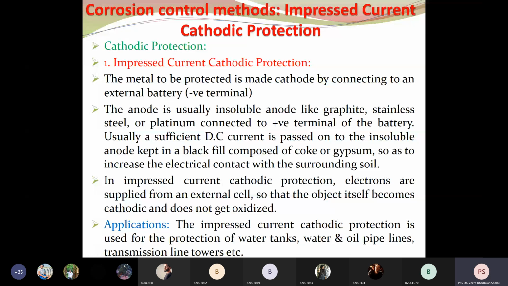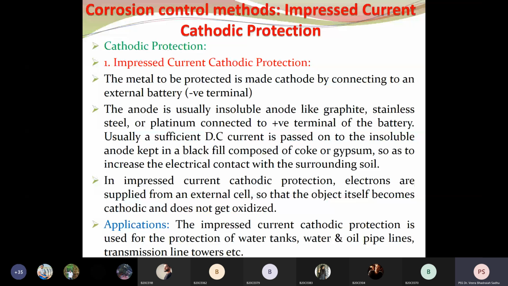So in impressed current cathodic protection, the electrons are supplied from an external cell so that the object itself becomes cathodic and does not get oxidized. Okay, so you always need an external DC current for this method to protect your base metal.